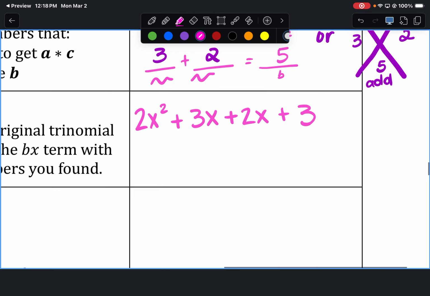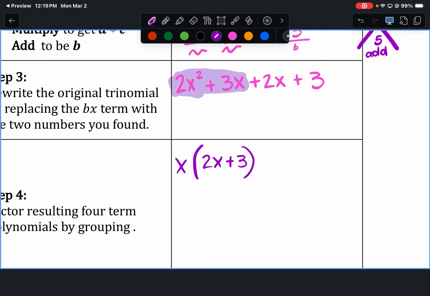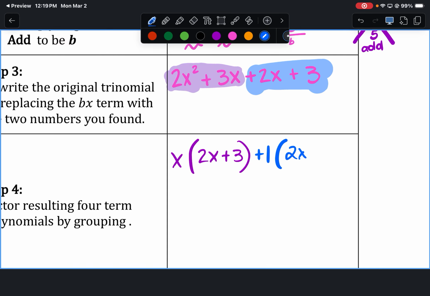So now, we're going to group the first 2 terms. When I group the first 2 terms, what is the GCF between 2x squared and 3x? X. So if we take out an x, what does that leave us with? Now for the second half, we are finding the GCF of 2x plus 3. What is the biggest thing that can go into 2x and 3? 1. Yeah. So what is 2x divided by 1? What is 3 divided by 1? Perfect.